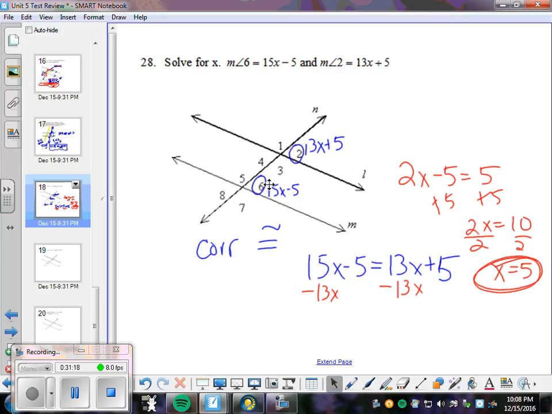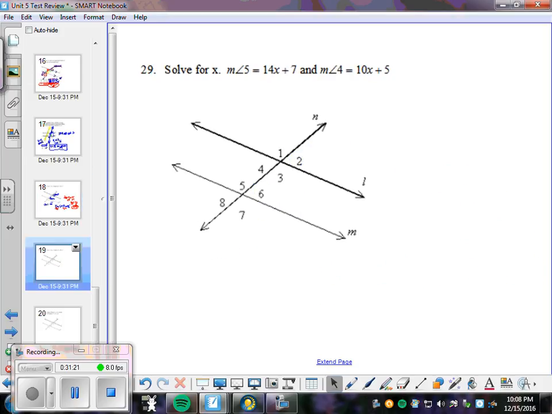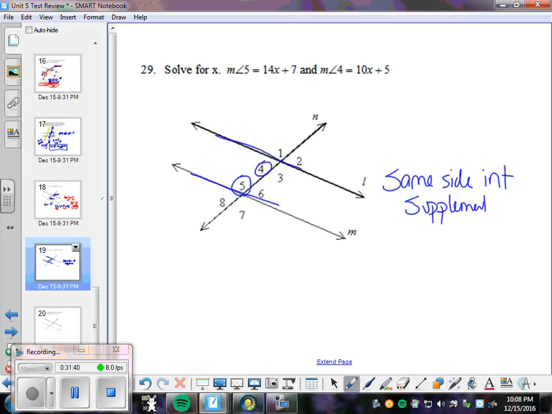Okay, number 29. Now, we're looking at angles 5 and 4. They're on the same side, and they're on the interior because they're between these two lines. Now, same side are supplementary, so that means they add up to 180. So we've got 14x plus 7 here. We've got 10x plus 5 here. So 14x plus 7 plus 10x plus 5 equals 180.